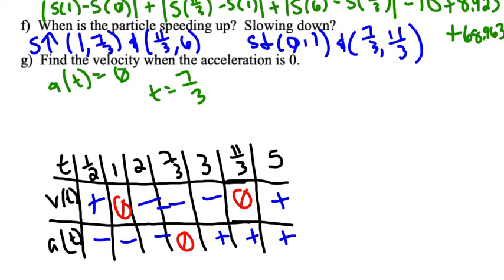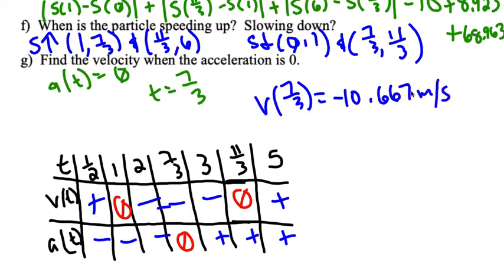Okay? So the last thing we have to do here is finish out G, which says find the velocity when the acceleration is 0. We know the acceleration is 0 when time is t equals 7/3. So we're going to plug that into our velocity. So we're going to find the velocity of 7/3. And when you plug that in, you're getting a -10. We're going to round this to 3.667 meters per second. So there you go. That's your answer for G.